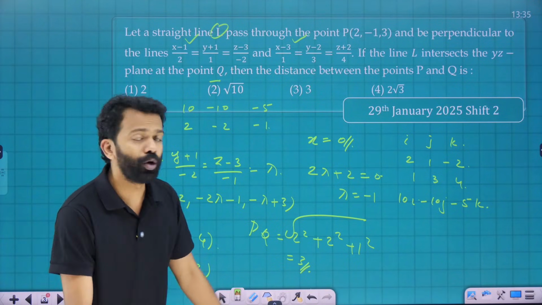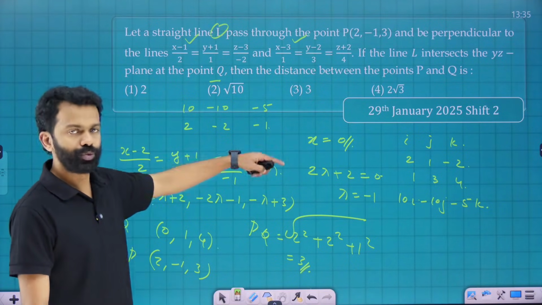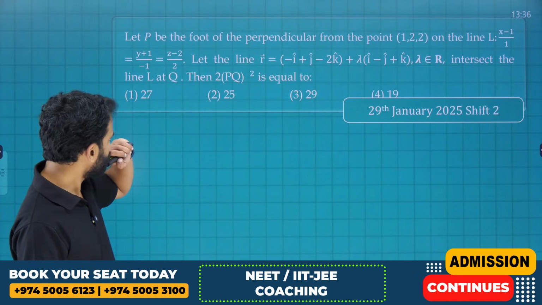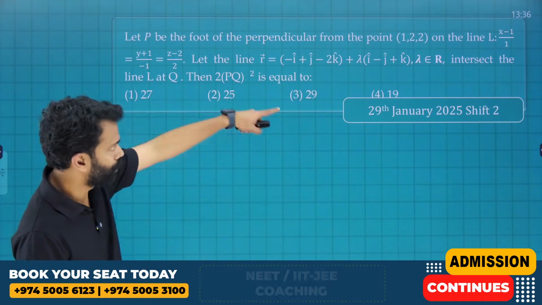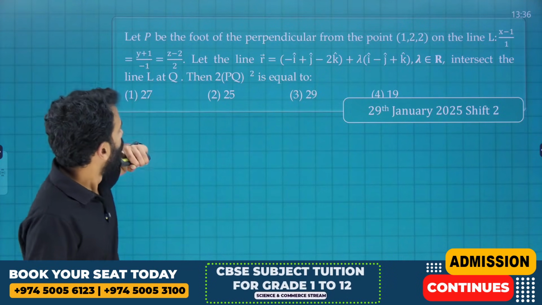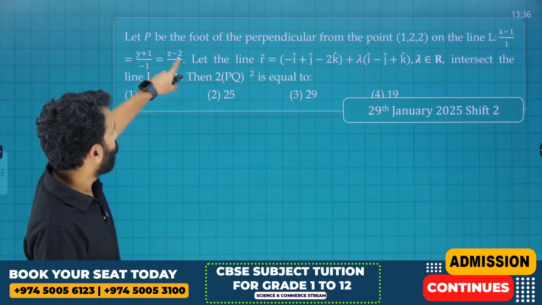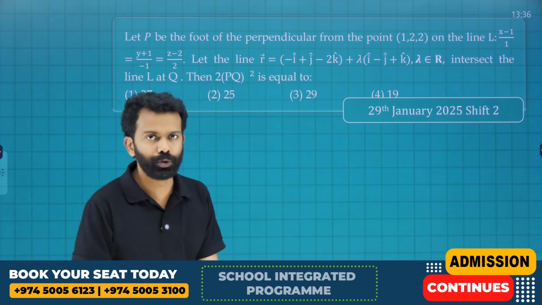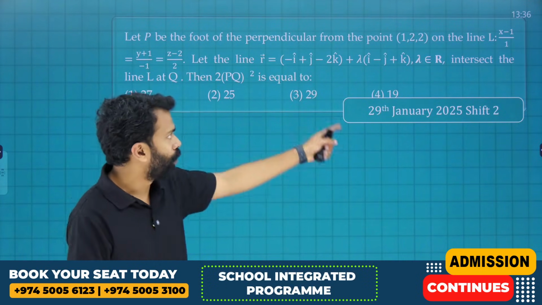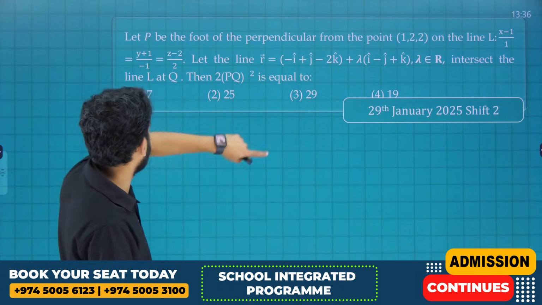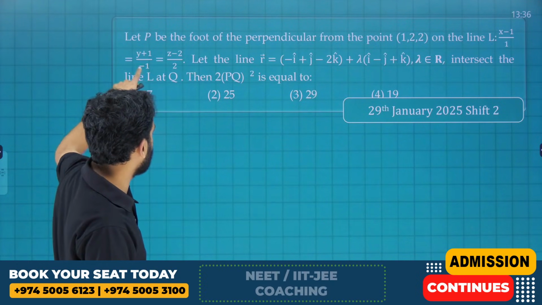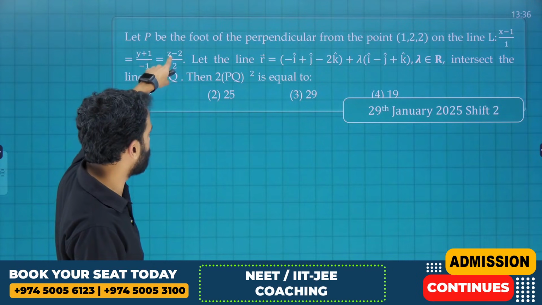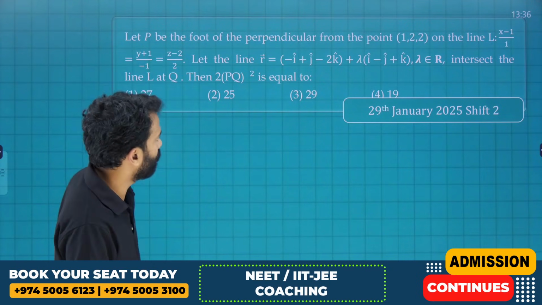So I hope you got the concept here. Let's move to the next one. Question number 2, a 2025 question. Let P be the foot of the perpendicular from the point (1, 2, ...) on the line (x minus 1)/1 = (y plus 1)/minus 1 = (z minus 2)/2.